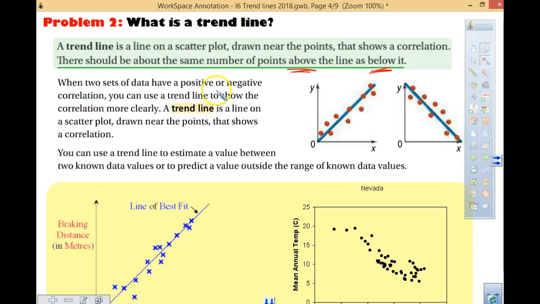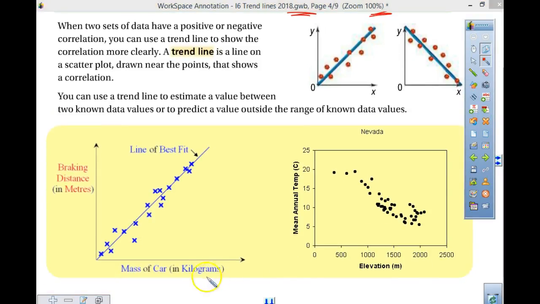It says the 2 sets of data show a positive and a negative correlation. You can use a trend line for a correlation to see it more clearly. A trend line is a line on the scatter plot drawn near the points that shows the correlation. You may use trend lines to estimate a value between 2 known values and predict values outside that range. So if we are looking at these next 2, I want you to take a look at this first one.